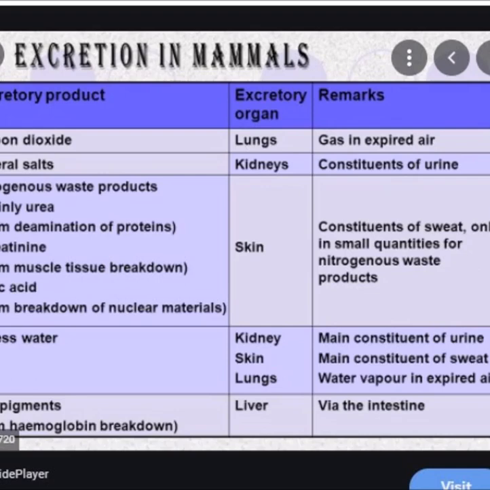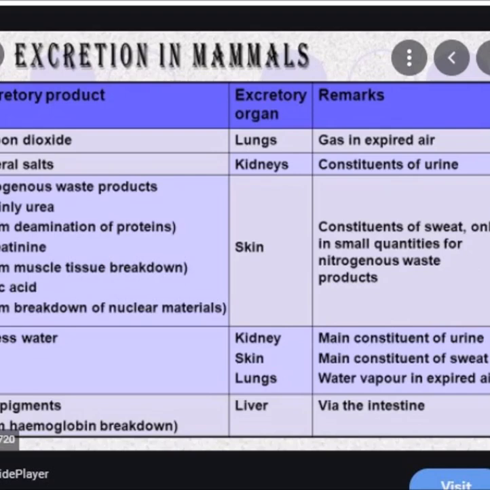Then another excretory product in animals is excess water. Excess water can be removed from the body through the action of the following organs: skin, kidney, and the lungs. The one removed from the kidney is removed through urination. From the skin it is removed through sweating, and from the lungs through water vapor in expired air.